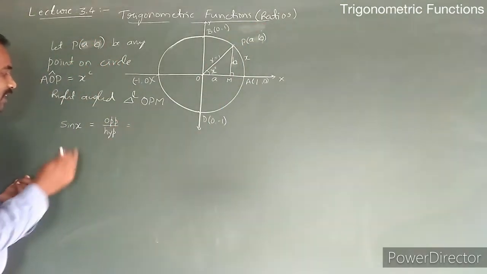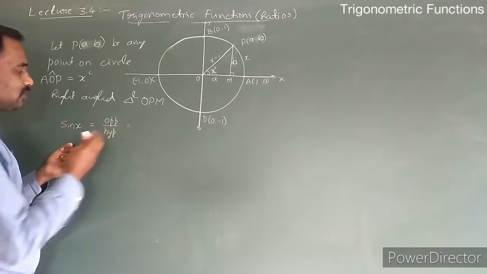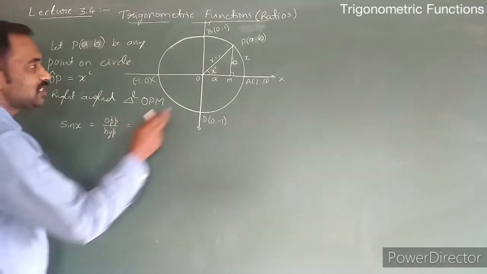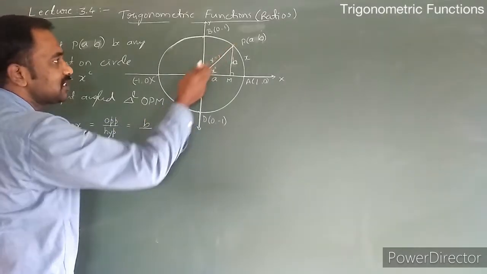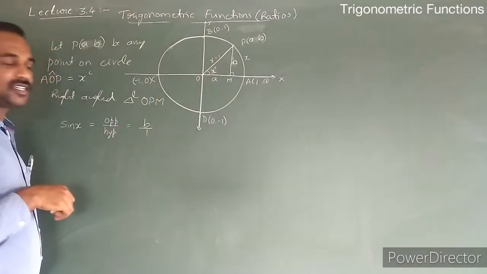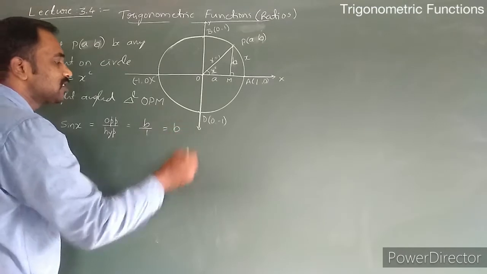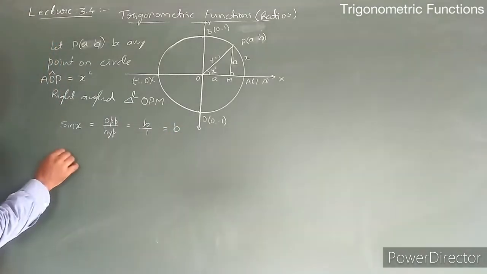According to this, what can we write for sin x? Sin x is equal to opposite divided by hypotenuse. What is the opposite side? The opposite side is B, divided by the hypotenuse. What is the hypotenuse? The hypotenuse is the radius, which is equal to what? B is there. Similarly, the cos ratio.